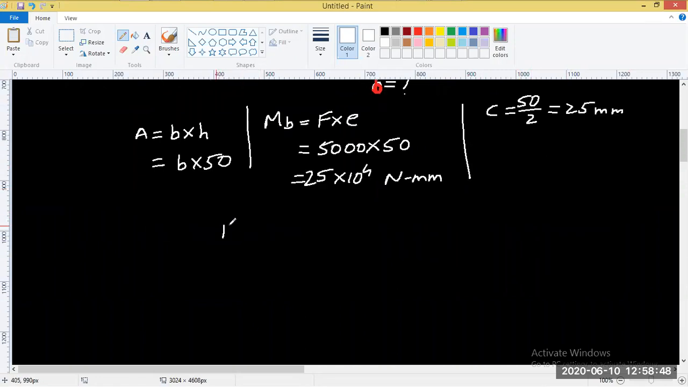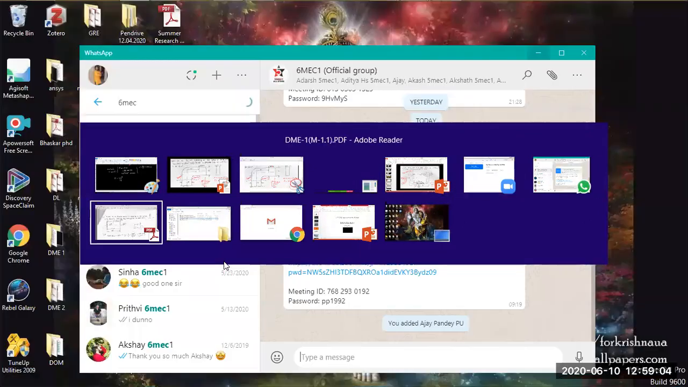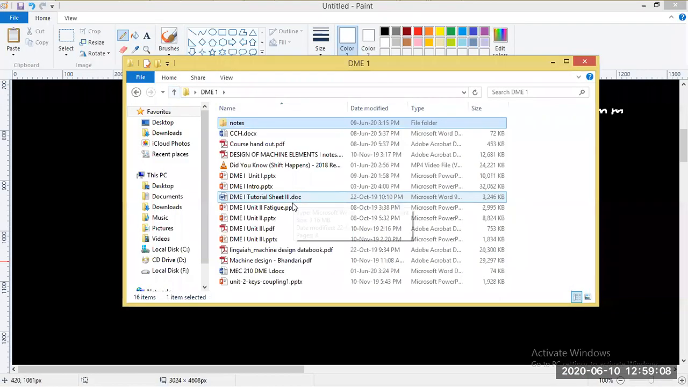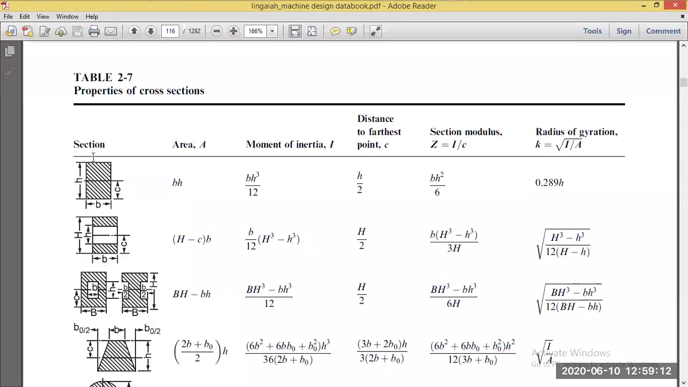Now the last thing is I. So I is the moment of inertia. So I, we know, is B H cube by 12. Correct. So B H cube by 12. How did I get this? This is from the data handbook. I hope you remember from the data handbook. Right here. Okay, B H cube by 12.